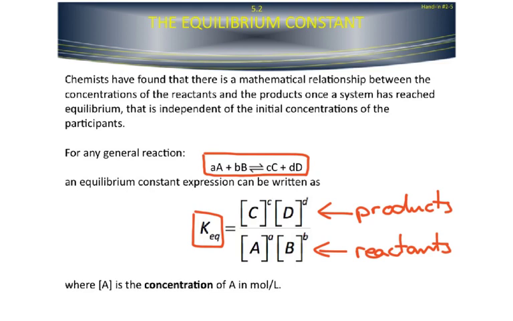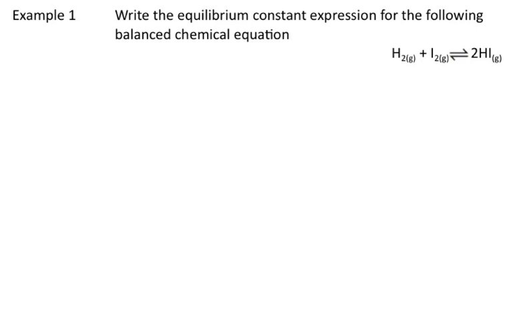I realize at this point developing the KEQ equation might seem a little confusing because we haven't dealt with a real example, but we will deal with that in a moment. So here we have a chemical reaction. H2 gas plus I2 gas yields 2HI gas. So to get the KEQ equation, it will be a fraction. It will be the concentration of the products divided by the concentration of the reactants.